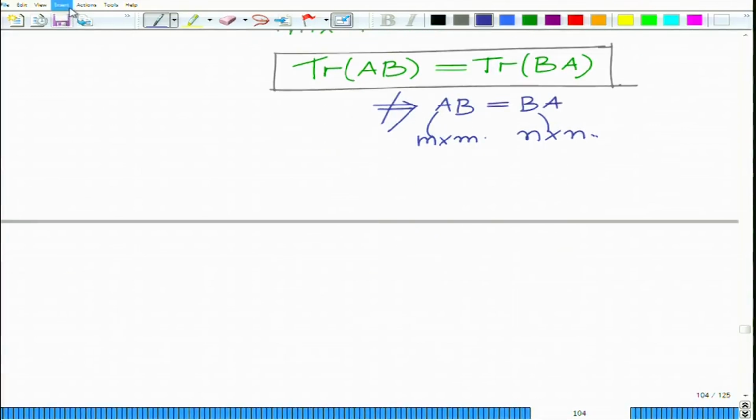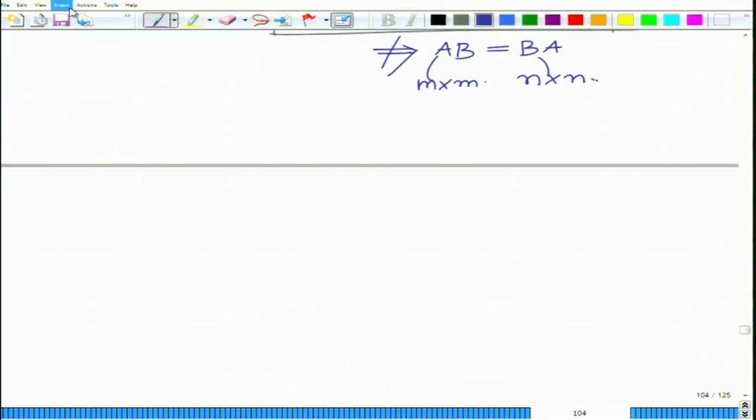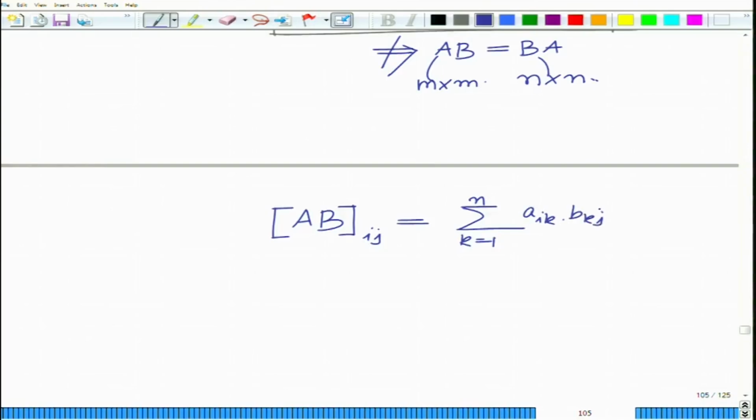Okay. Now, let us start with this proof, and this is a very interesting property. This is very helpful in several simplifications. First, let us start by looking at the ijth element of the matrix product AB. You can show this is equal to the summation k equals 1 to n of aik bkj, that is, the ijth element of the product is the summation over the elements in the ith row of A multiplied by the corresponding elements in the jth column of B.